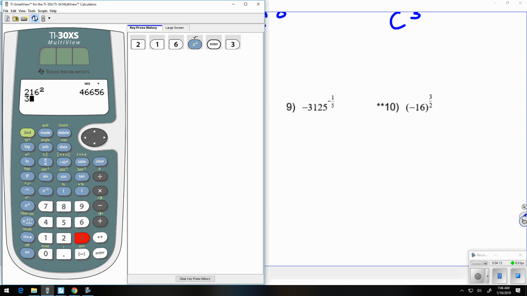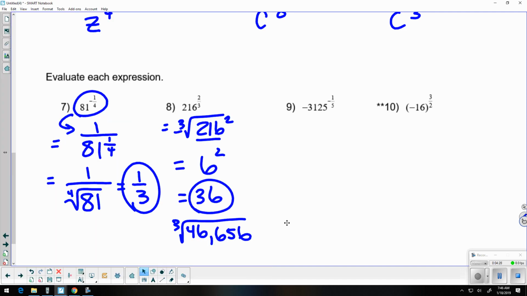So if I take the cubic root of 46,656, it comes out to be 36 either way. So it doesn't really matter which way you do it. Again, I think it's always easier to do the first way, just so you don't have to deal with really large numbers like this. I think it's easier to just apply the root and then square it afterwards, but it's kind of up to you.